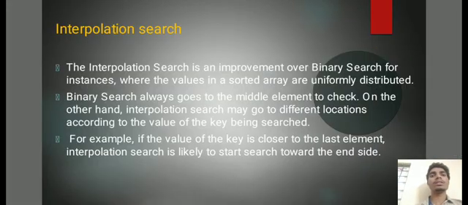Interpolation search. The interpolation search is an improvement over binary search for instances where the values in a sorted array are uniformly distributed. Binary search always goes to the middle element to check. On the other hand, interpolation search may go to different locations according to the value of the key being searched. For example, if the value of the key is closer to the last element, interpolation search is likely to start the search toward the end side.